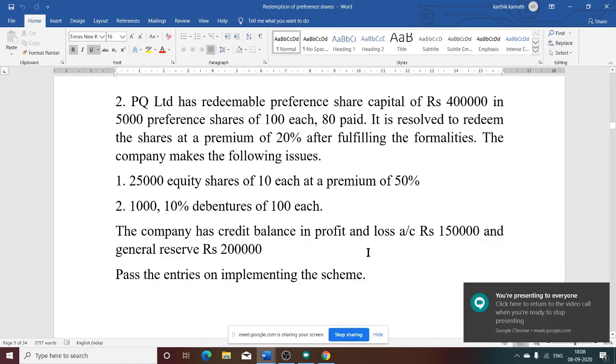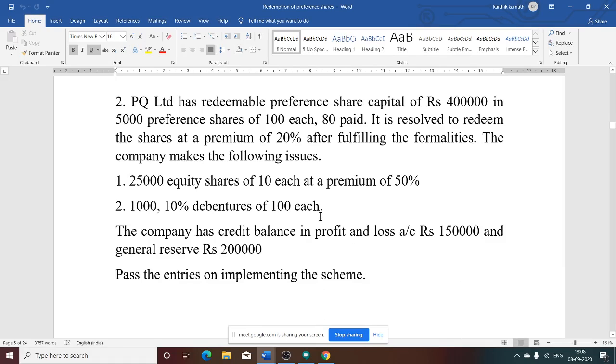So PQ Limited has redeemable preference share capital of 4 lakh in 5,000 preference shares of 100 each, 80 paid. So here, the first thing you will notice is that the shares are not fully paid. How are they not fully paid? See here, face value is 100 each, of that 80 is paid.